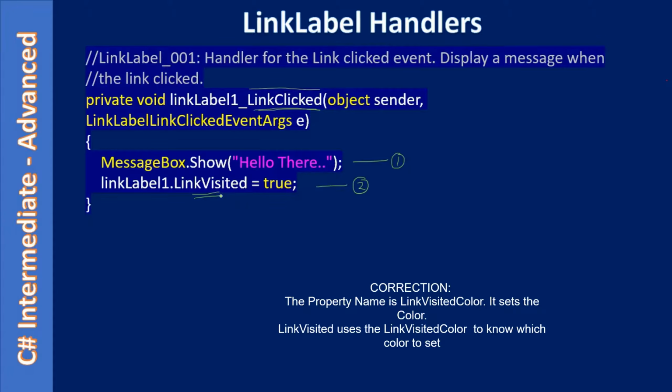In that link visited property, we set the color. Here we are setting true or false. So when link visited is set to true, C# will go and look for the link visited color property and change the foreground color of the link part.